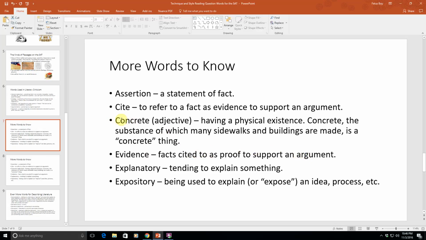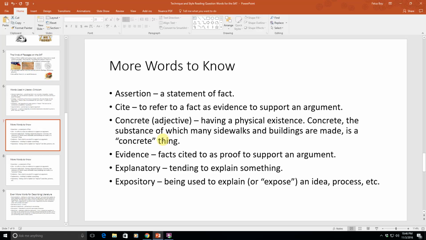And then something that is concrete is something that has a physical existence. So when I'm using that as an adjective, it's something you can touch, feel, see, hear, somehow detect with your senses. Concrete, the substance of which many sidewalks and buildings are made, is a concrete thing. So that's how you can remember what concrete, the adjective, means. It's nice and hard and touchable like concrete.